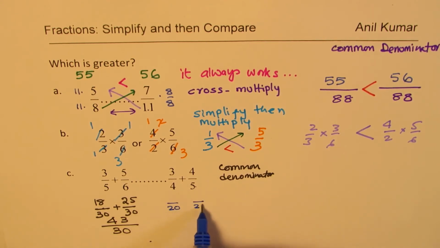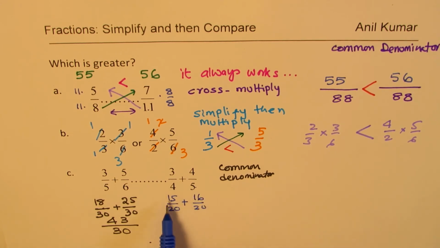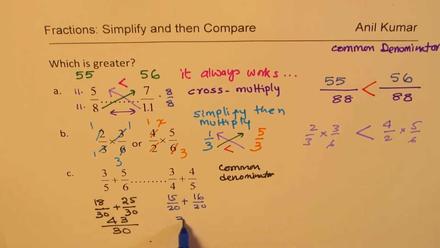Now let us do the other one, where the common denominator for us is 5 times 4, 20. In a way, it is also cross multiplication. Cross multiply. So we get what? 15, and we'll add 15 and 16. So when you add 15 and 16, we get 31 over 20. So these are the fractions to be compared.